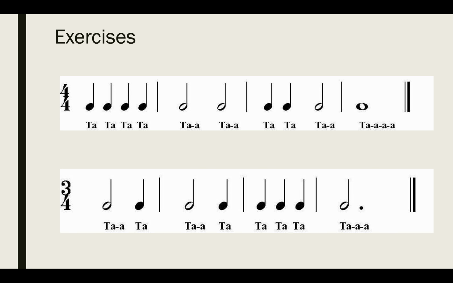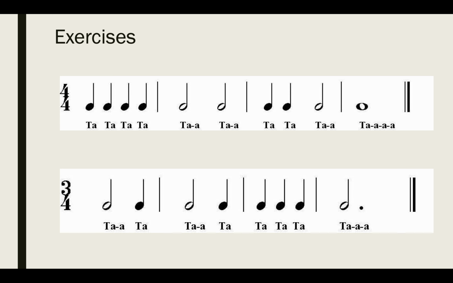Then we go to the next exercise, and you have a 3 4 time signature. And sometimes it's tricky, especially if you had a 4 4 time signature before that. Then you go to a 3 4. So 3 4 means that there are 3 counts in every measure. So on the first measure, you have a half note and a quarter note, same with the second measure. The third measure has 3 quarter notes, and on the last measure, you see a dotted half note.